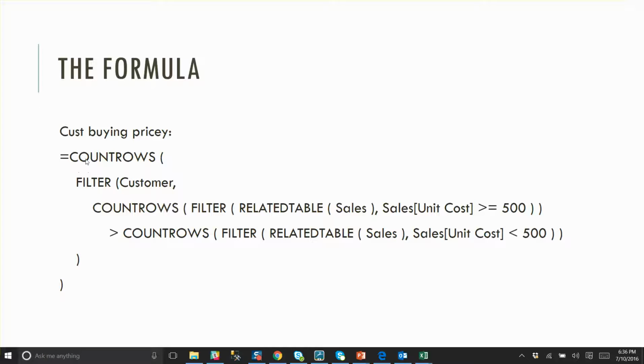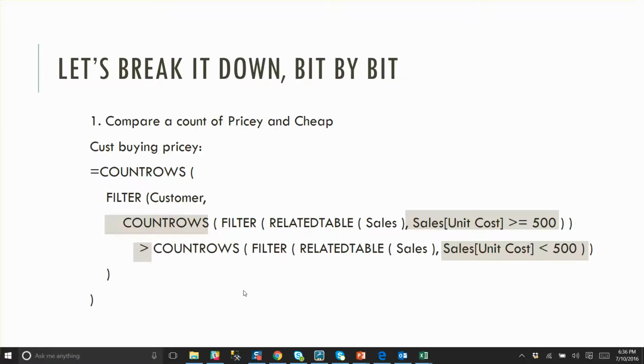So the formula, a lot of stuff here. We're going to break it down bit by bit. But you can see right off the bat, we're going to do a couple of COUNTROWS. We're in fact going to do three COUNTROWS. And there's going to be a filter on the customer table. Remember that COUNTROWS will always take one thing. It's going to take one parameter, and that's a table. So what we do know is that all of this filter stuff is a table. It's going to give you a table.